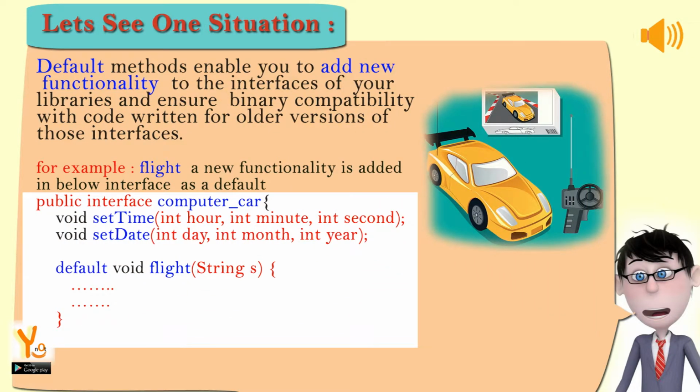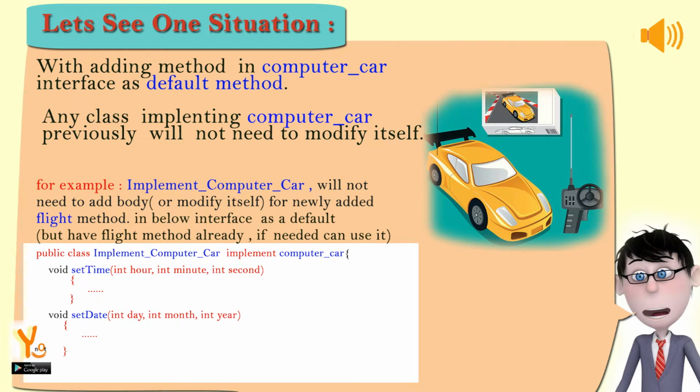Default methods enable you to add new functionality to the interfaces of your libraries and ensure binary compatibility with code written for older versions of those interfaces. For example, a flight functionality is added in the below interface as a default. With adding a method in the ComputerCar interface as a default method, any class implementing ComputerCar previously will not need to modify itself. For example, the implementing ComputerCar class will not need to add a body or modify itself for the newly added flight method in the below interface as default, but it has the flight method already and if needed can use it.